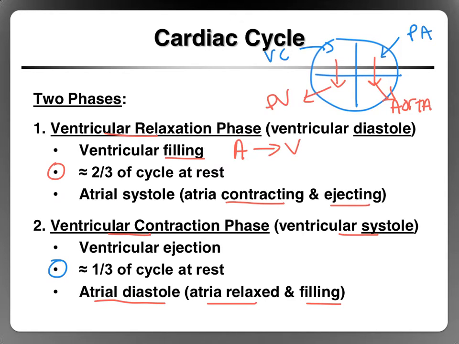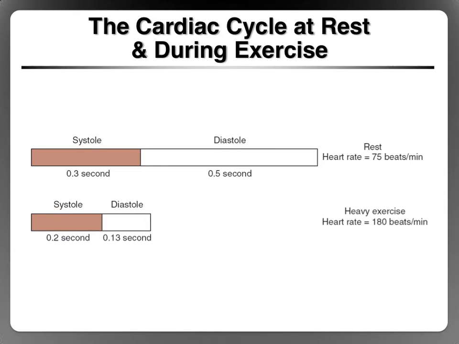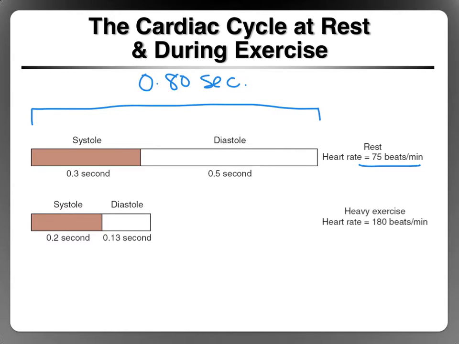So let me show you what that means. So every time the heart beats, we get atrial contraction, ventricular contraction. That makes up one cardiac cycle. If your heart is beating 75 beats per minute, each cardiac cycle takes 0.8 seconds. Okay? And of that 0.8 seconds, 0.3 seconds are spent in ventricular systole, and 0.5 seconds are spent in ventricular diastole.